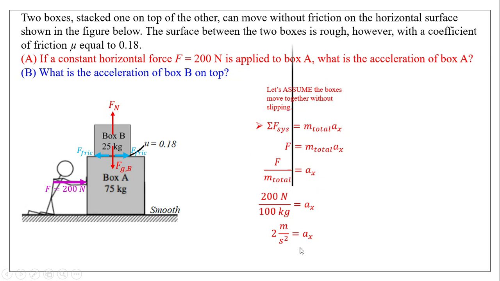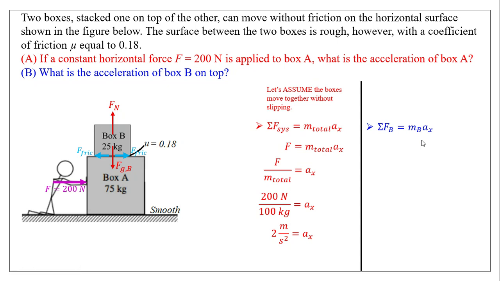Well, what are you going to do with this? In order for the top box to move at a rate of 2 meters per second squared, it needs a certain coefficient of friction. So here I want to look at box B. I can set up the net force of box B. The only force acting on box B is once again the frictional force that exists between B and A. These blue arrows here. What's causing box B to move once again is this blue arrow to the right.